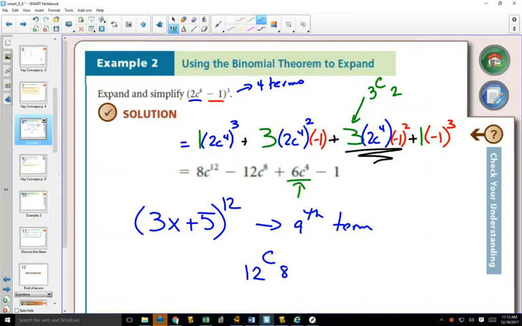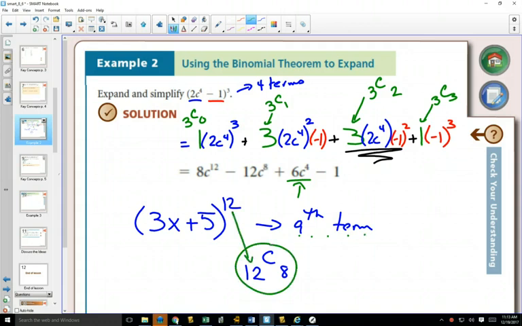Because if we go back to our example and look at our green numbers here, this number was 3 choose 0. This number is 3 choose 1, 3 choose 2, and this one 3 choose 3. So one of the things that we find out is that if we're finding the 9th term, this number in front, well, the 12 comes from whatever exponent you're using, and this number here is always 1 less.